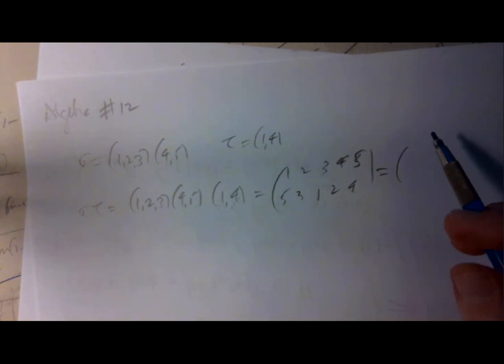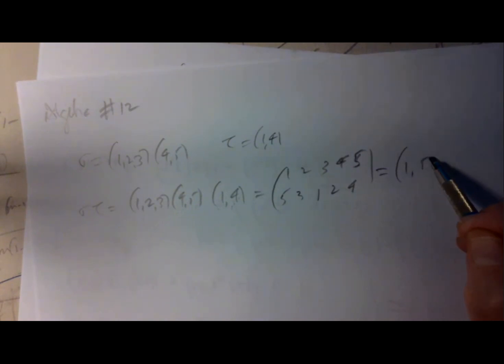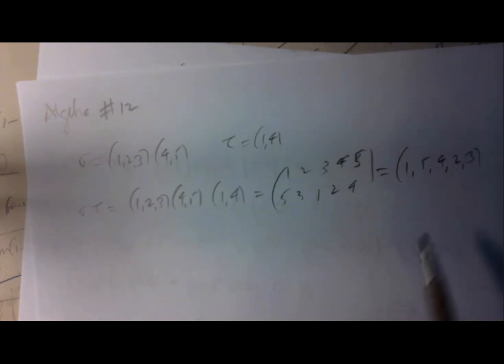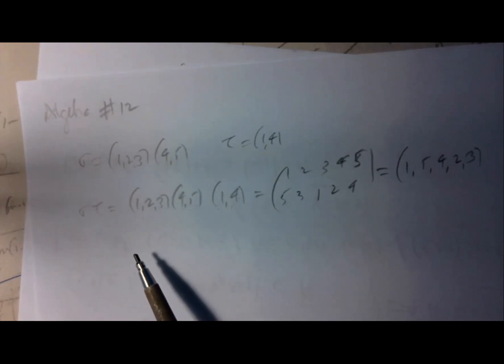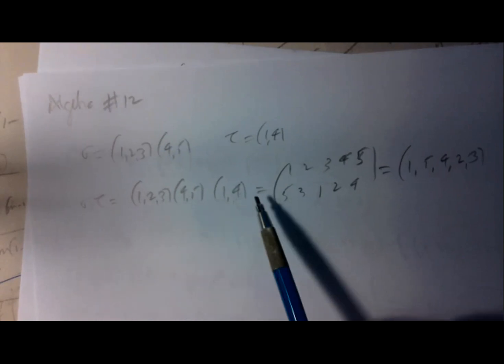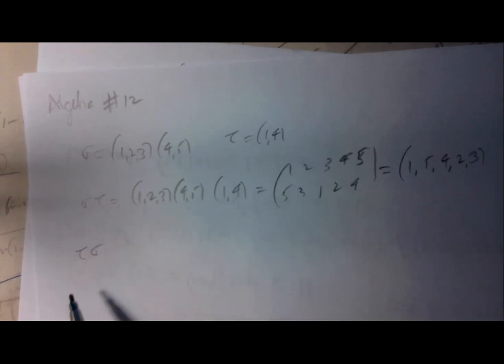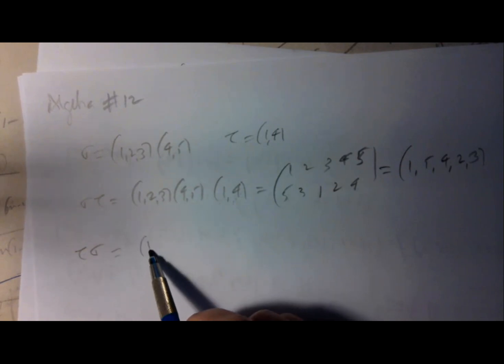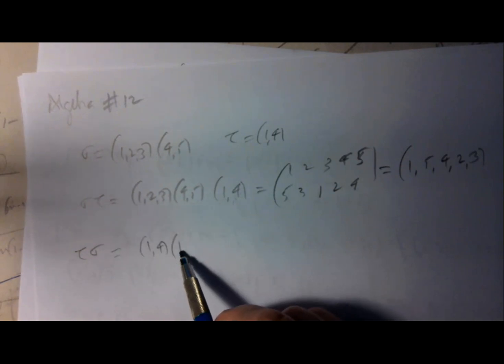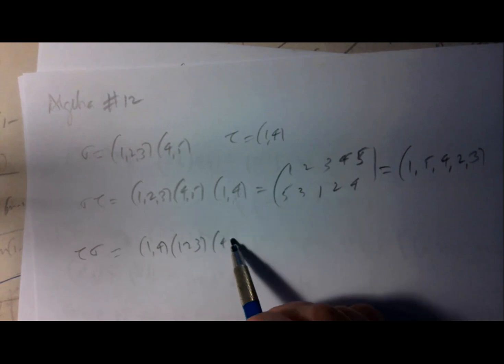If you write it as a product of disjoint cycles, 1 goes to 5, goes to 4, goes to 2, goes to 3, goes back to 1. So that's sigma tau. And you only get it right if you understand this is composition of functions. It acts from right to left. If you write tau sigma, that's (1 4), and sigma is (1 2 3)(4 5).